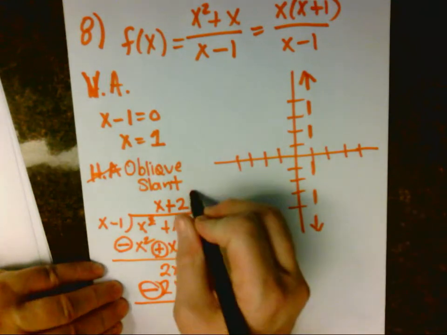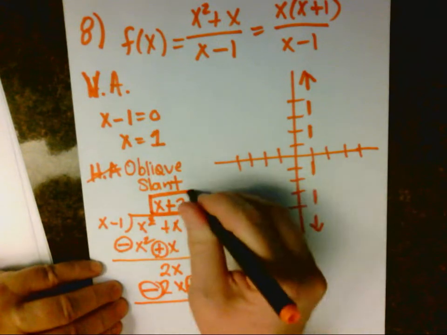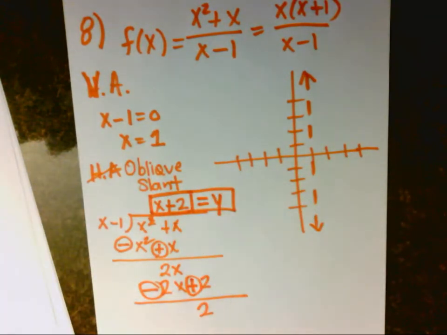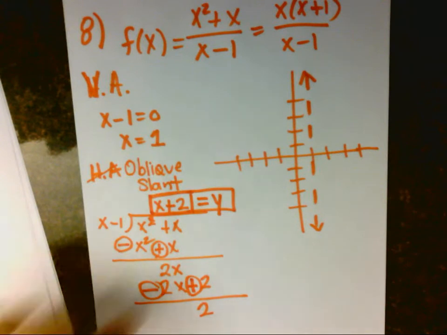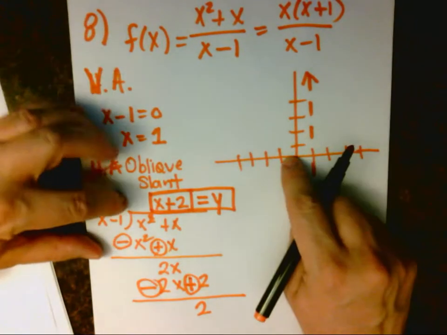We don't really care about the remainder. This is our oblique asymptote. y equals this. Okay, that's our answer. y equals that is the oblique asymptote. So that's a line, right? y equals x to the first plus 2. Okay, so let's plot the line by doing points.